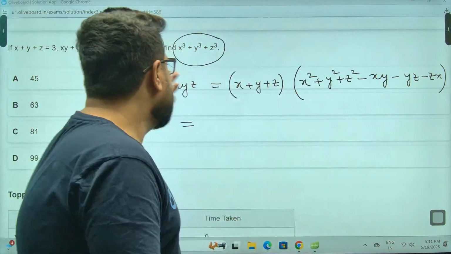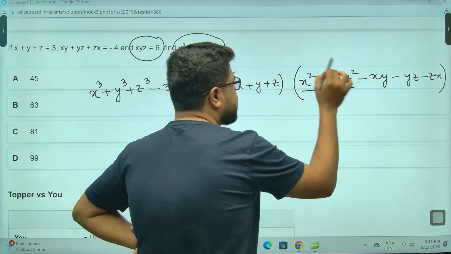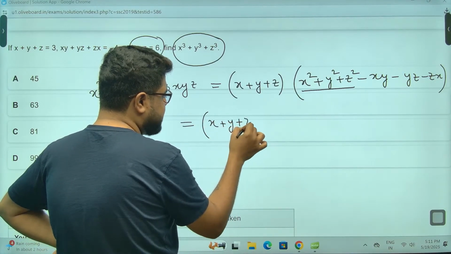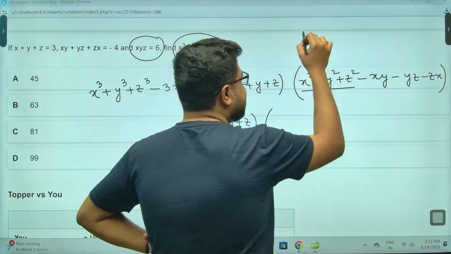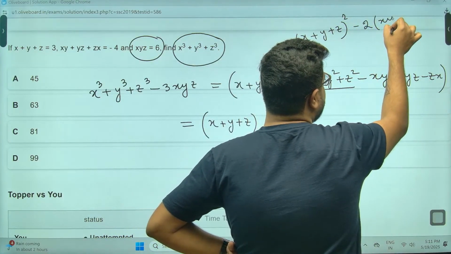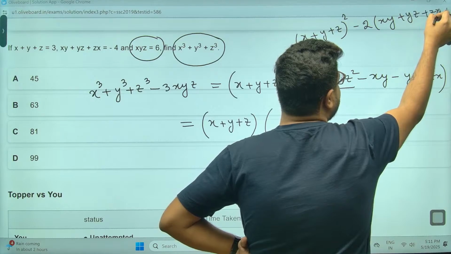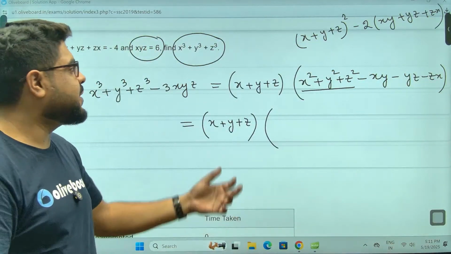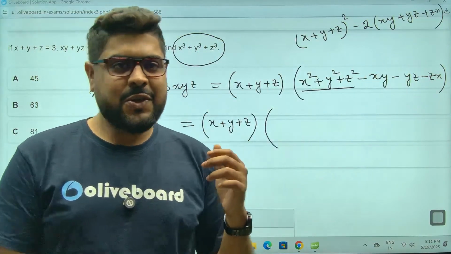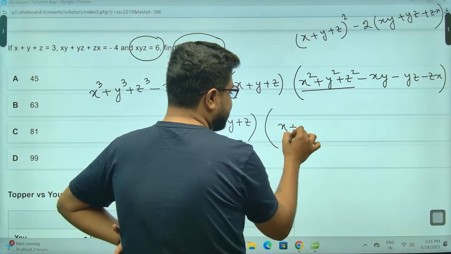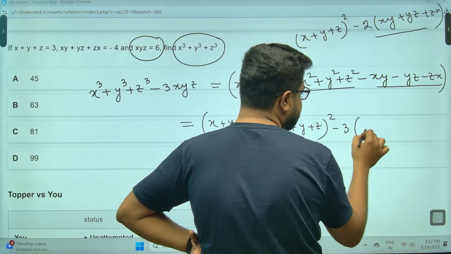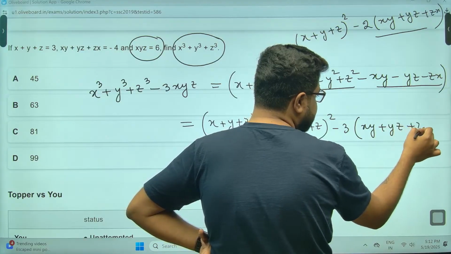Better, sir, let's do a couple of lines to figure it out. Remember x square plus y square plus z square. It's very simple to figure out. I'm showing you how the formula comes. x plus y plus z whole square is equal to x square plus y square plus z square plus 2xy plus 2yz plus 2zx. So x square plus y square plus z square equals x plus y plus z whole square minus twice of xy plus yz plus zx. If you can remember this, it becomes easy.